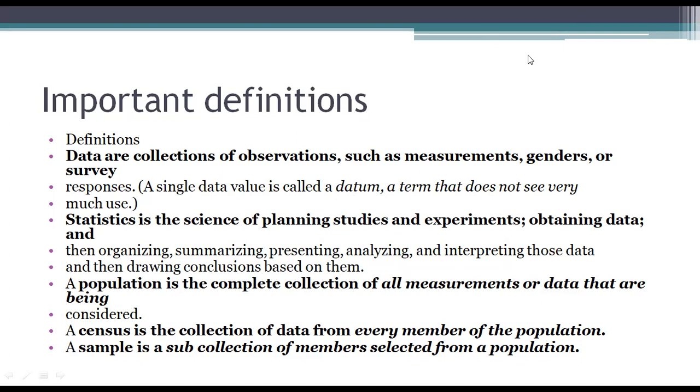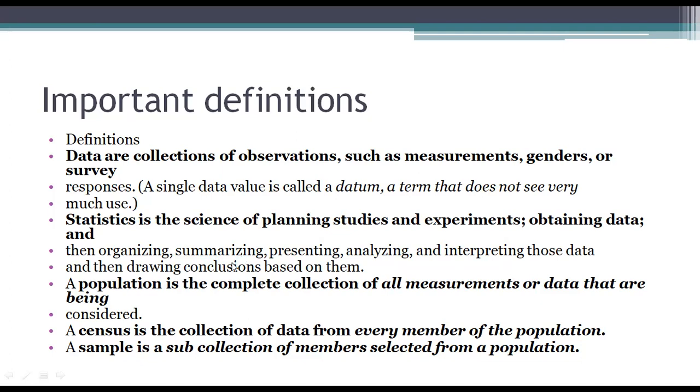When we hear the word statistics, we have an idea in mind about it. Statistics means stats, meaning some measurements. So now see the definition of statistics: the science of planning studies and experiments, obtaining data, and then organizing, summarizing, presenting, analyzing, and interpreting those data, and then drawing conclusions based on them. Okay, so here we have to summarize the data in statistics.